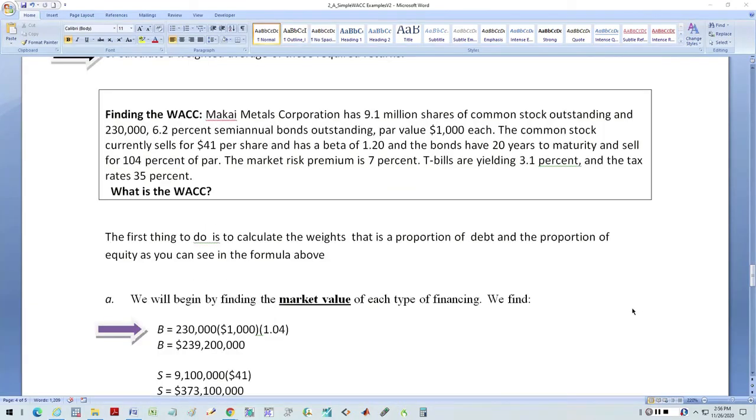It says Mackay Metals Corporation has 9.1 million shares of common stock outstanding and 2% semi-annual bonds outstanding, par value $1,000 each. The common stock currently sells for $41 per share and has a beta of 1.2, and the bonds have a 20-year maturity and sell for 104% of par. Market risk premium is 7%, T-bills are yielding 3.1%, and what is the WACC?